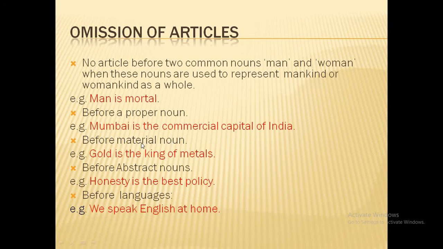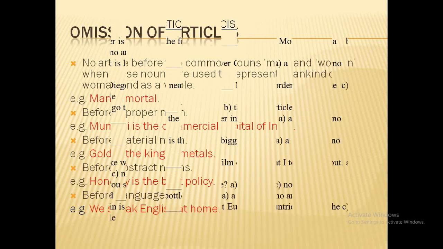Before a material noun. Whenever we are using a material noun, we should not use the article. A material noun is gold. So we don't say the gold. We are saying gold is the king of metals. So we should avoid using an article before a material noun and before a proper noun. And we should avoid using articles before abstract nouns, as in honesty is the best policy. Before languages, as in we speak English at home. We don't say the English. We speak English at home. So these are the places where we should omit it.